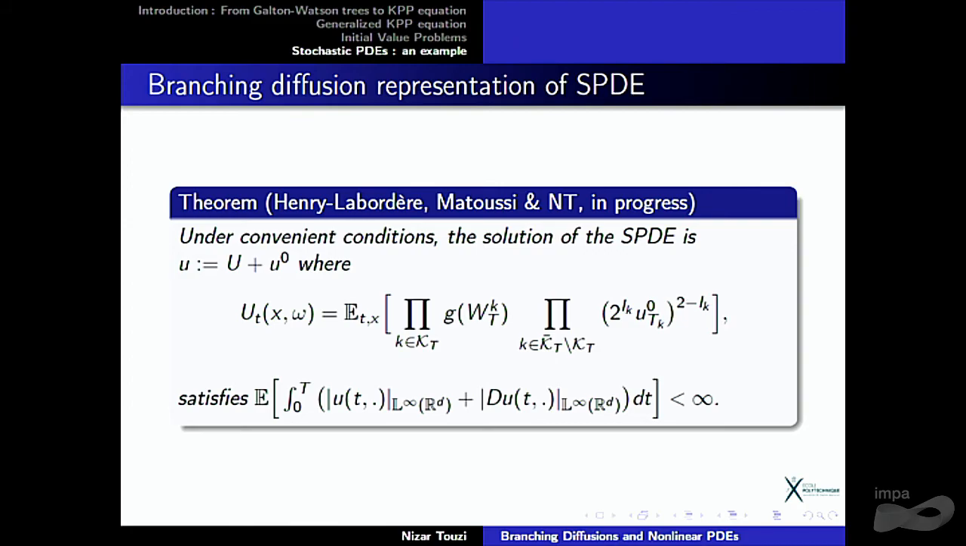I'm saying under convenient conditions. I should say under conditions which have not been written yet. So we are doing this calculation. But, well, the point is that we have the random variable that needs to be taken, which pops up naturally with this method, but we have to make sure that it's integrable, etc. So again, we have the same type of representation, product over particles living at time capital T of G of W_T^K, product over internal particles with this random function u0. So this expectation is conditional to the randomness of u0, to the Brownian motion. This is why there is an omega here.